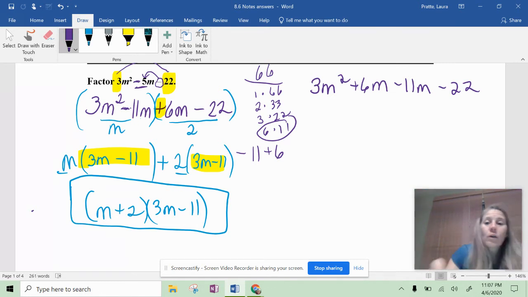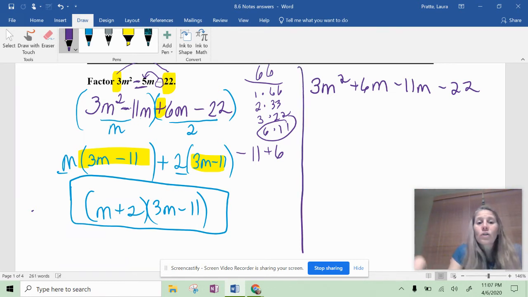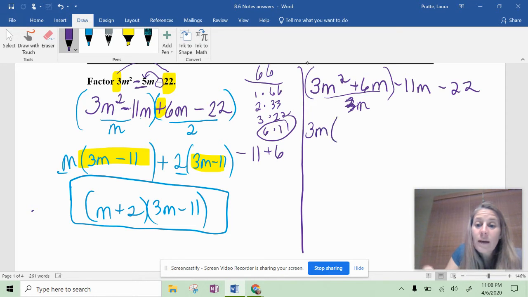Now let's take a look at what would happen if we had just switched those middle two terms instead and see how it would work out. So what would be my GCF of 3m squared and 6m? Well, 3 and 6 are both divisible by 3, right? And then m squared and m, the smaller one there is the m. So it's 3m as the GCF. So 3m squared divided by 3m leaves me with an m. And 6m divided by 3m is 2.